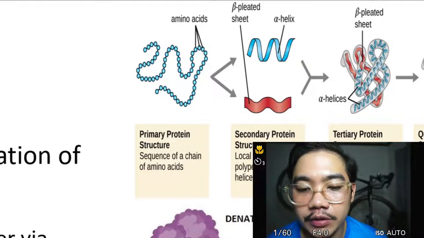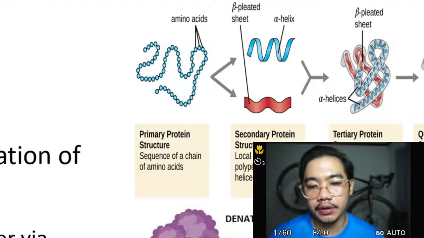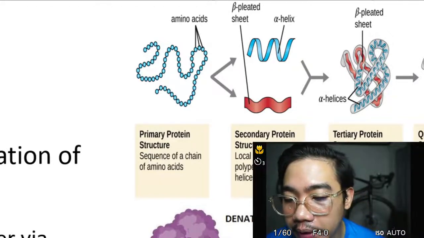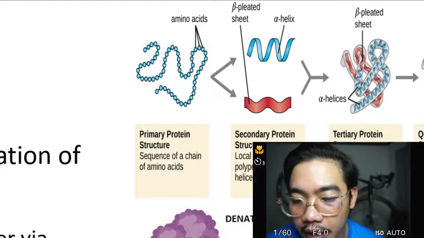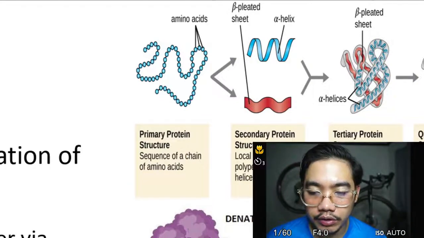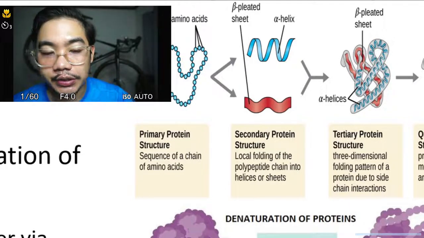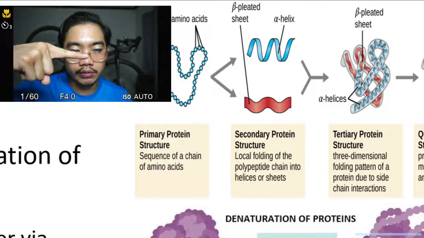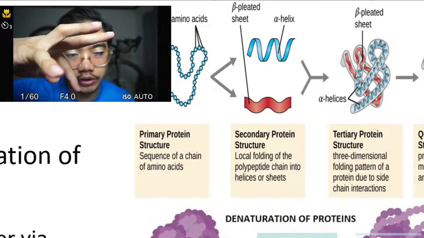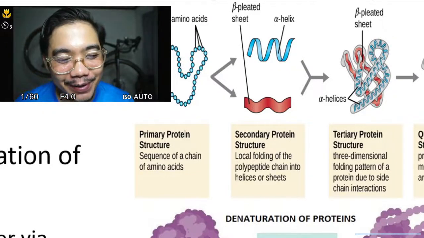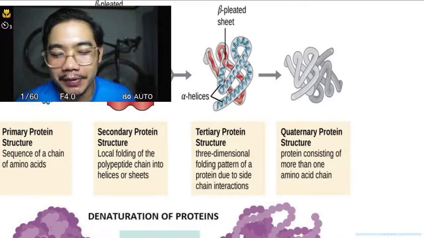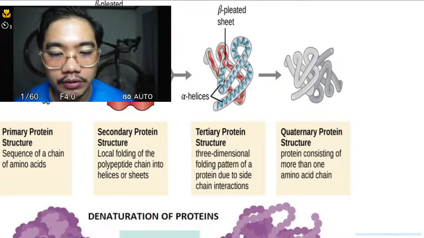So that's the primary protein structure. Then once there is folding, because of attractions between the side chains of your amino acids, it eventually forms an alpha helix or a beta pleated sheet. Then there is your tertiary protein structure, which is the three-dimensional one. Think of it as the primary, then this is your secondary, and this is your tertiary. It's 3D already. And next is your quaternary, where there is more than one protein, and cofactors and so on stick together.